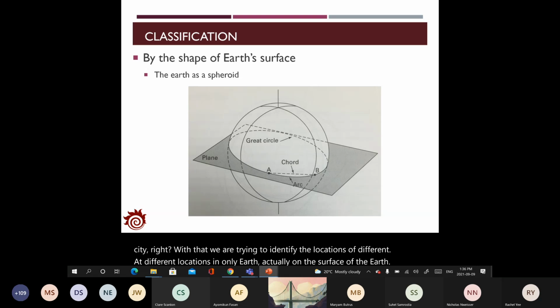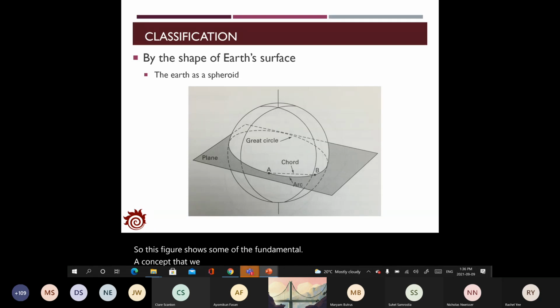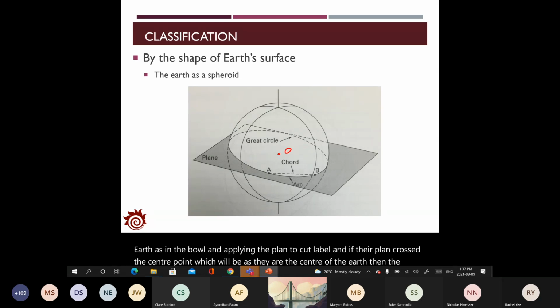So this figure shows some of the fundamental concepts that we defined for the Earth's surface. If we consider the Earth as a ball and apply a plane to cut the ball, and if the plane crosses the center point, which is the center of the Earth, then the intersection between the plane and the surface of the Earth will be the great circle.